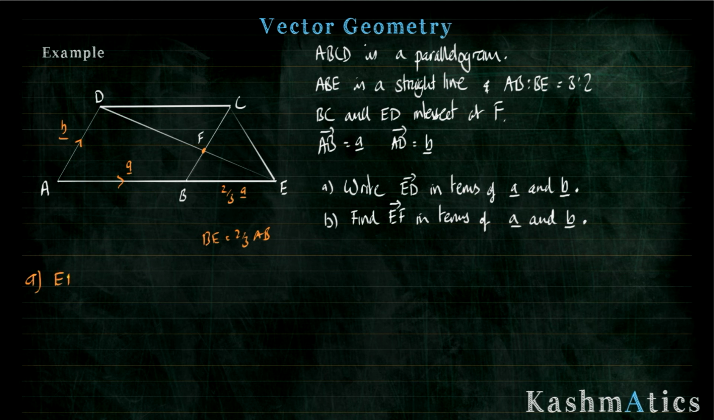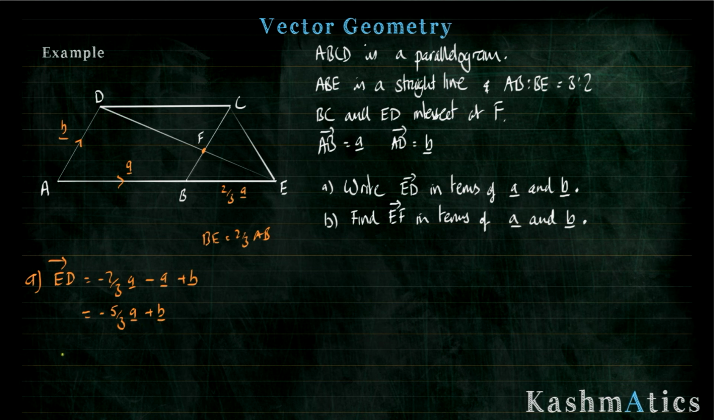I'm trying to get from E to D. So to get from E to D, I need to go backwards along this whole length E to A. Okay, so I go backwards along 2/3 of A and another A, and then along B. So minus 2/3 A, take away another A, so that's going to be minus 5/3 of A plus B. Okay, so that's that vector there.